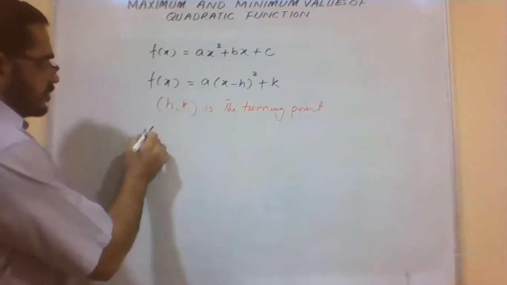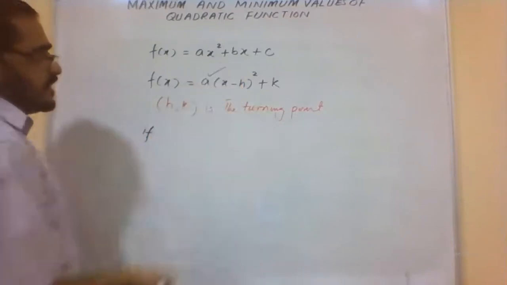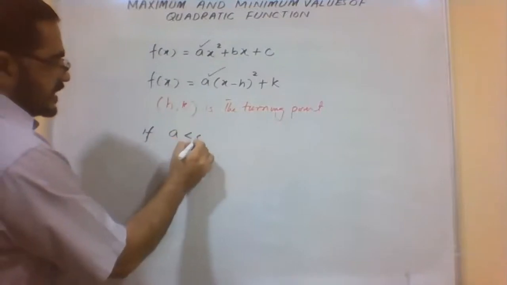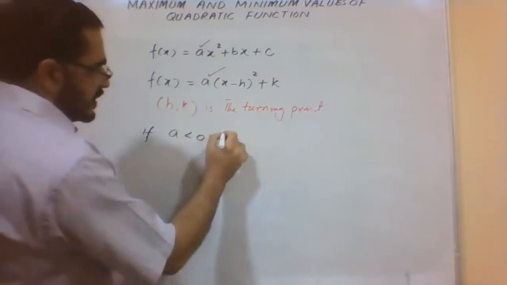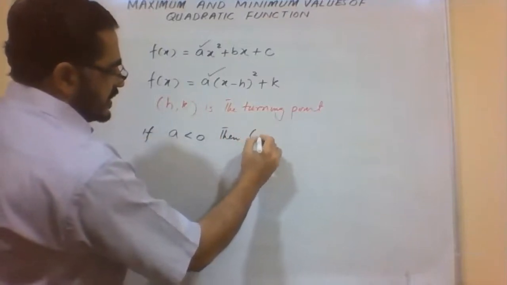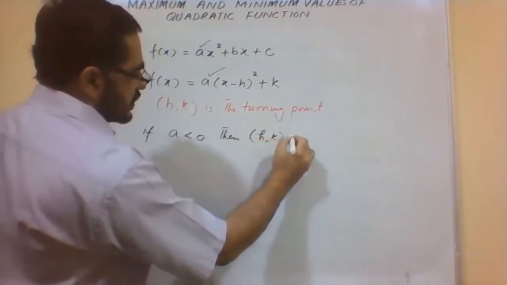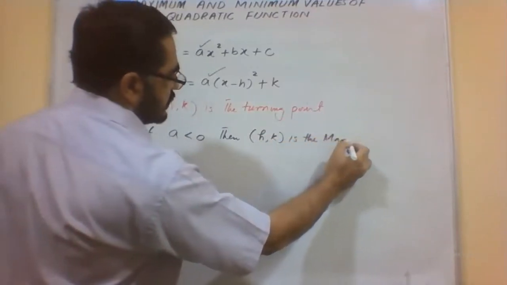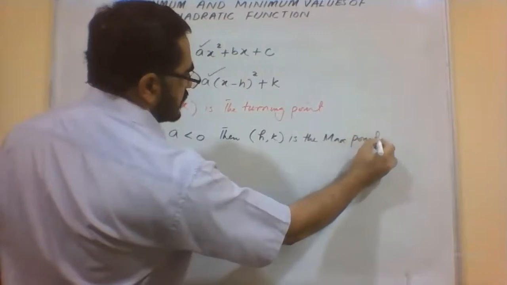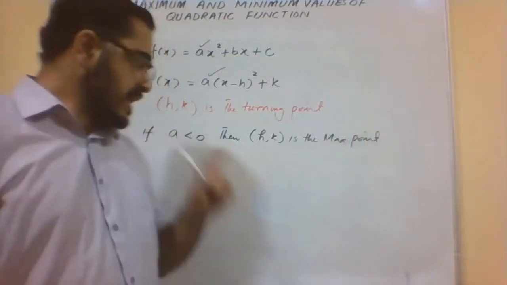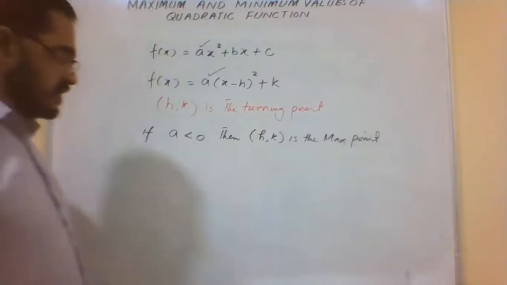If the coefficient of x squared, a, is negative, less than 0, then the turning point, h k, is the maximum point. And the maximum value, how can we get it?